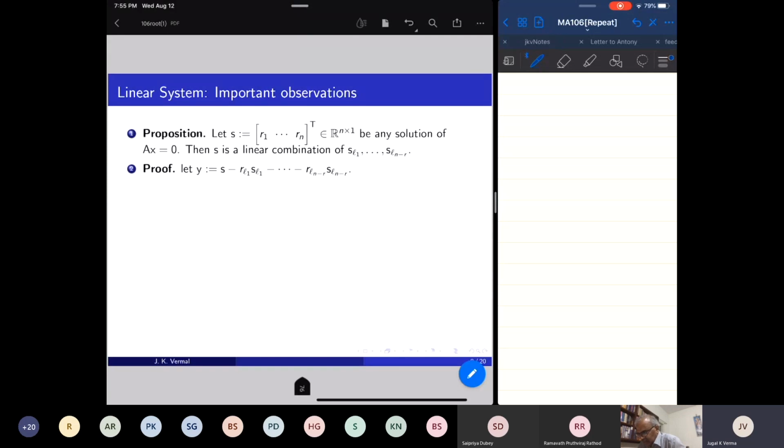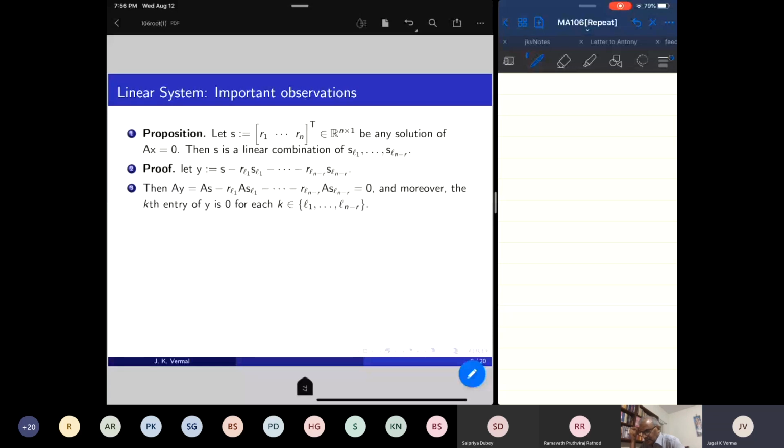Now you subtract from S this linear combination of the basic solutions. Okay, I want to show that y equal to 0. If I show that y equal to 0, then S will become a linear combination of these SL1, SL2, up to SL n minus r. Okay, so that will prove that all solutions of the homogeneous system Ax equal to 0 are obtained as linear combinations of these basic solutions SL1, SL2, up to SL n minus r.